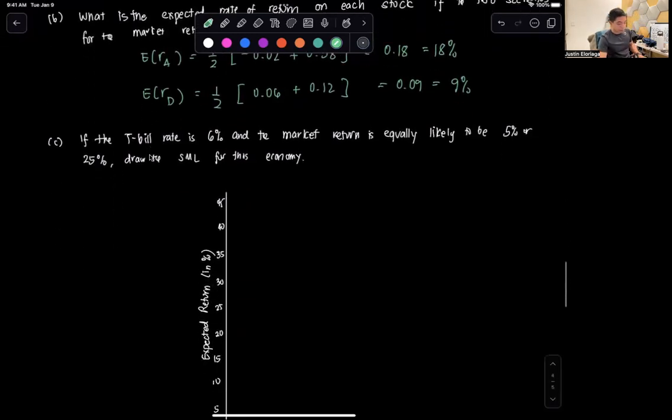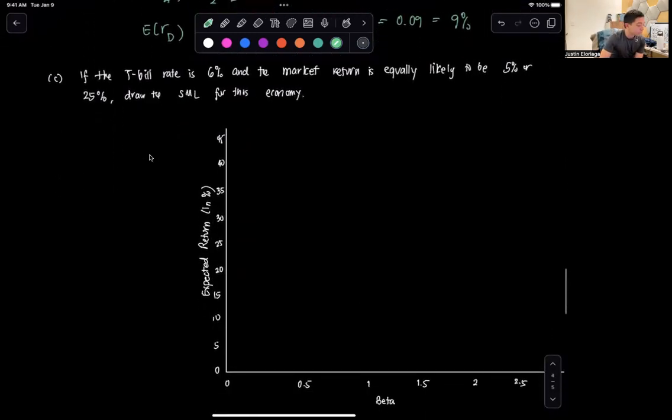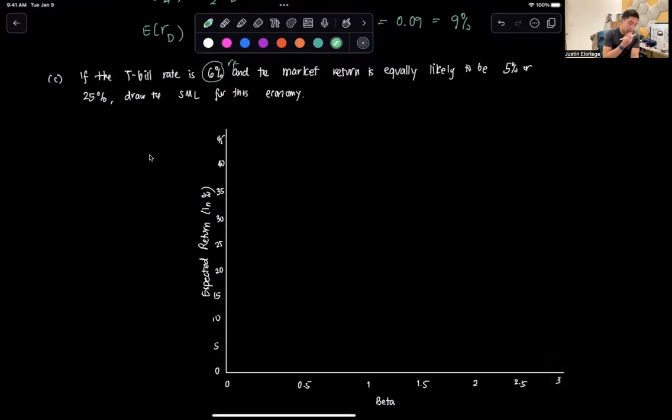Next, now comes the fun bit. We get to draw. If the T-bill rate is 6%, so this is your RF, your risk-free rate, and the market return is equally likely to be 5% or 25%, draw the SML for this economy. Well, recall the SML, or the security market line, is determined by the market expected return.